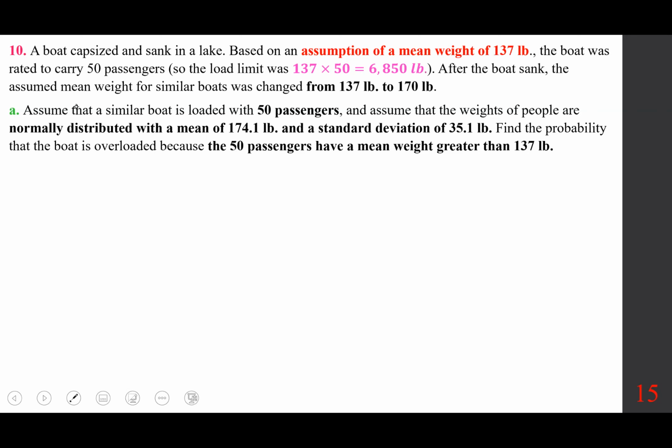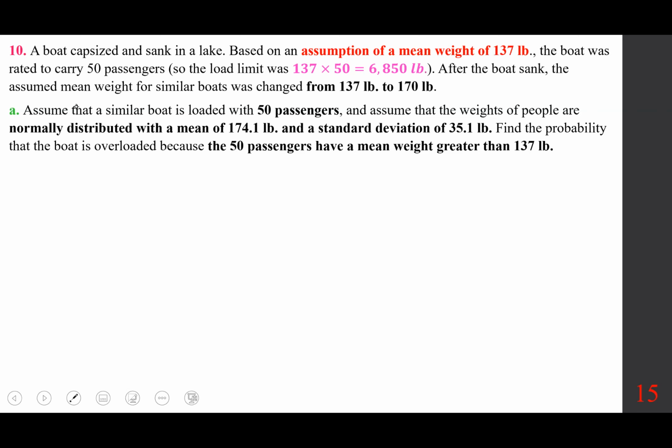A boat capsized and sank in a lake. Based on an assumption of a mean weight of 137 pounds, the boat was rated to carry 50 passengers. So the load limit was 137 times 50 equals 6,850 pounds. After the boat sank, the assumed mean weight for similar boats was changed from 137 pounds to 170 pounds.